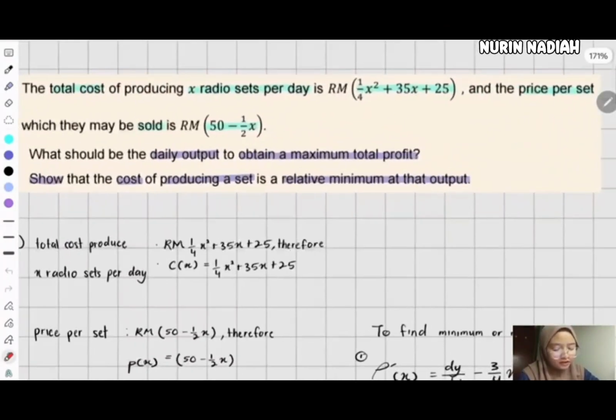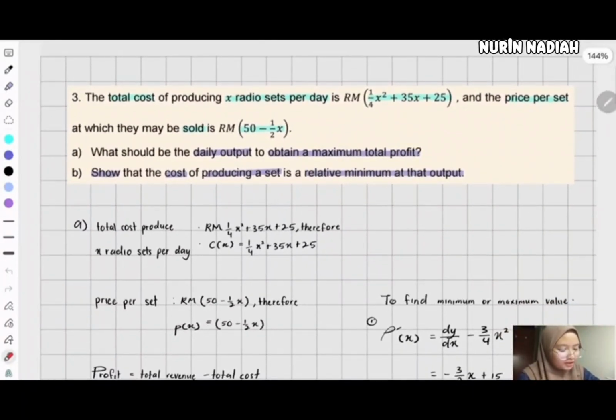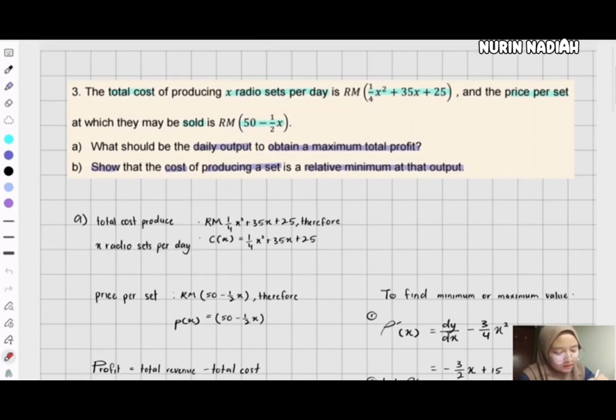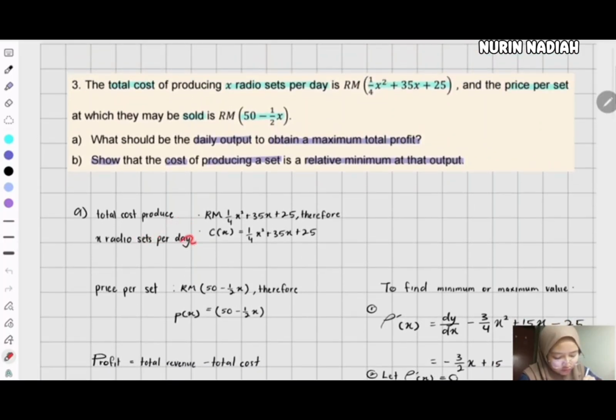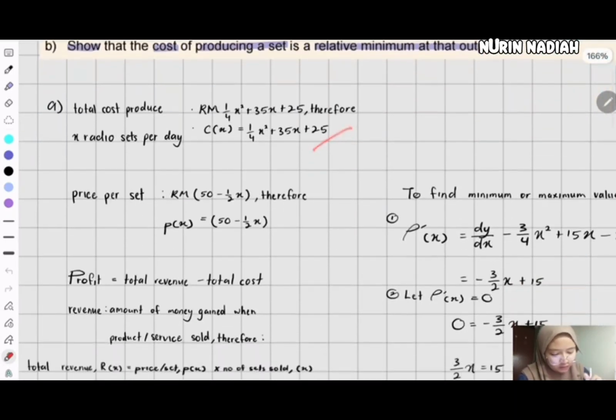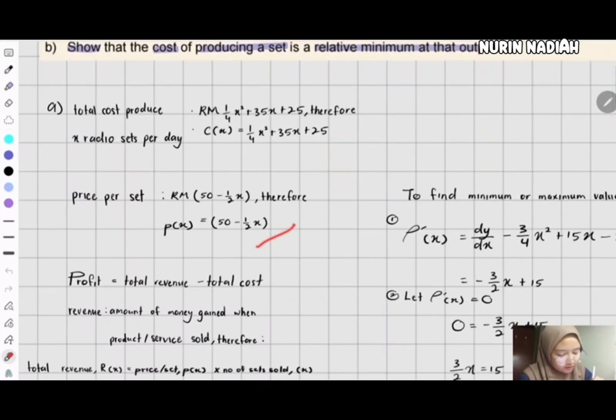So, question 3. The total cost of producing x radio sets per day is Rm 1/4 x squared plus 35x plus 25, and the price per set at which they may be sold is Rm 50 minus 1/2 x. For question A, it asks what should be the daily output to obtain a maximum total profit. So we list the information that we get, which is the total cost to produce x radio sets per day, and then the price per set is this one.